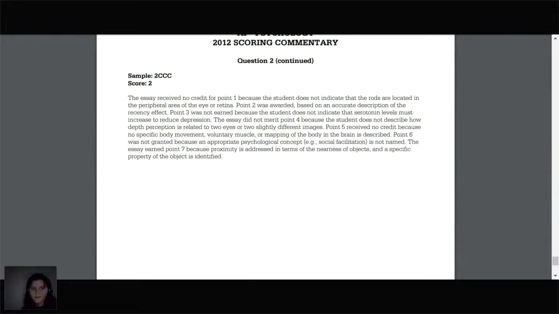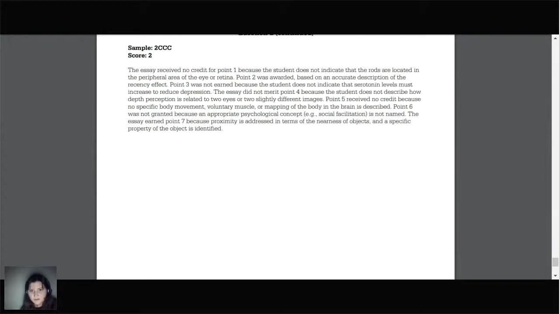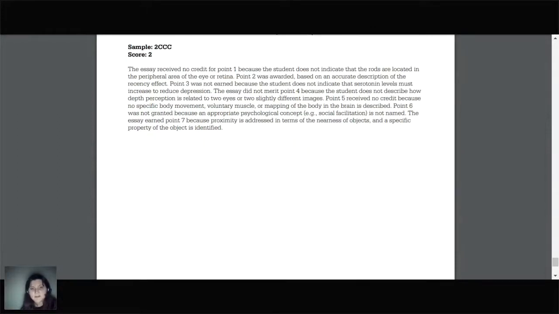Go back on the slideshow really quick. Excuse me if I'm losing my voice, I was a little sick. Point 2 was the list of unrelated words and word recall, so overall just the serial position effect. This person got that one just fine. And then point 3, student didn't earn the point. They didn't state the correlation between serotonin levels and depression. They might have defined it, but they never really established that correlation.